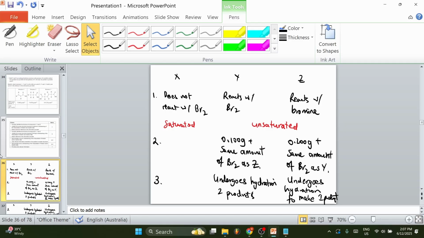Let's look at bromination. X does not react with bromine. Only Y and Z react with bromine. So that means X is saturated. It doesn't have an alkene or an alkyne. It is only a carbon-carbon single bond. Number 2, the same amount comment. We'll come back to this. And number 3, hydration products.